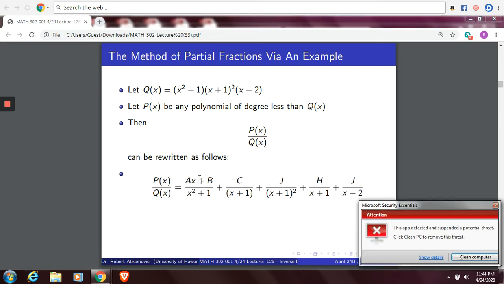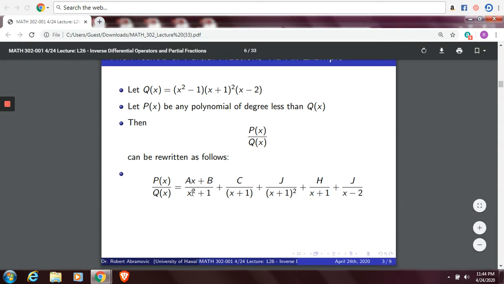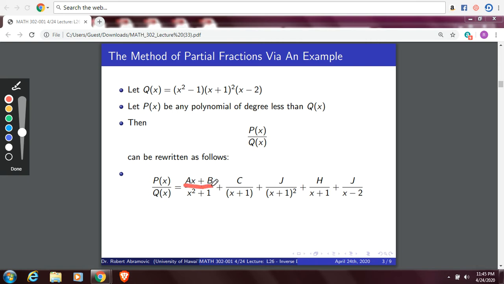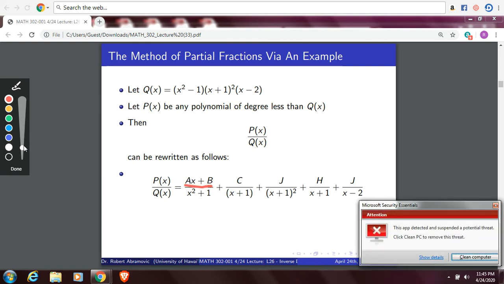p of x over q of x equals ax plus b over, sorry, that should have been an x squared plus 1, plus c over x plus 1, plus j over x plus 1 squared, plus h over x minus 2. What's important here is that the numerator always has degree 1 less than the factor that's in the parentheses in the denominator.